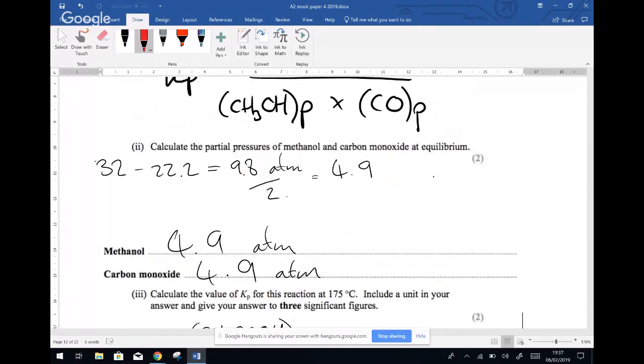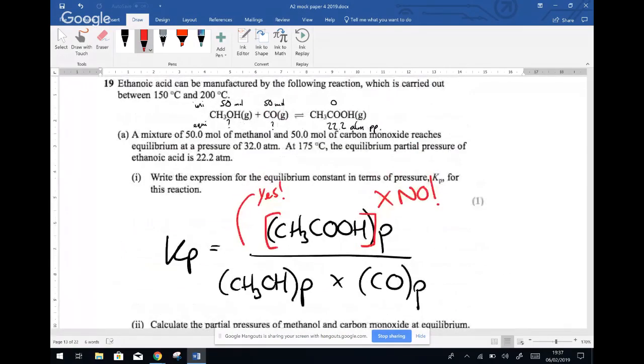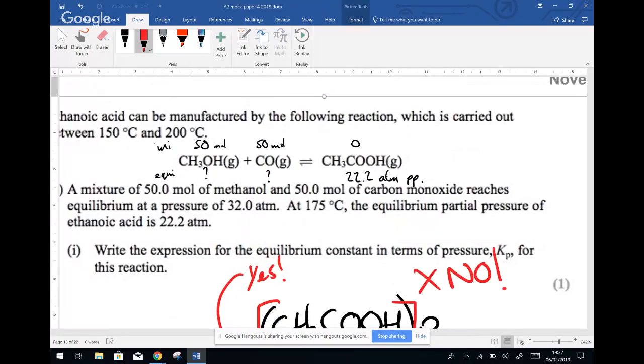Calculate the partial pressures of methanol and carbon monoxide at the equilibrium. When I first saw this question, I had a terrible moment where I was like, oh no, it's going to be a quadratic. I'm going to get lost in quadratic maths. And then I was like, 50 moles in of both reactants, same moles in, and they're in a 1-to-1 ratio. Winner. This makes things a whole lot easier, because these two are going to drop by exactly the same amount. And with the initial value being the same, their end value will be the same.